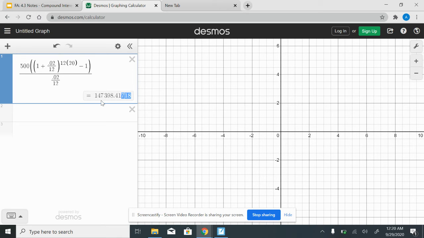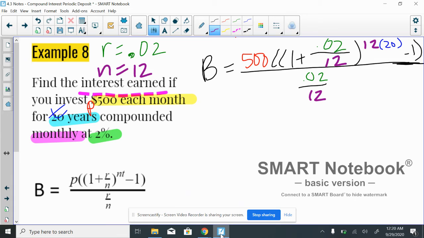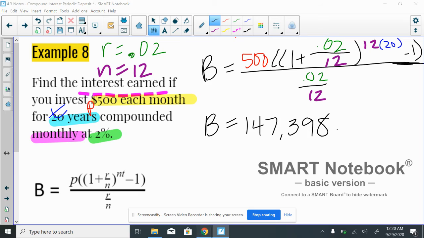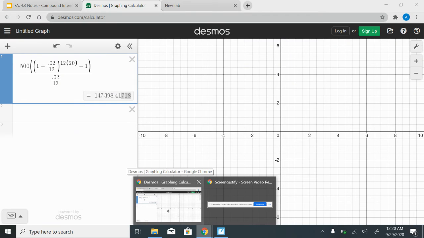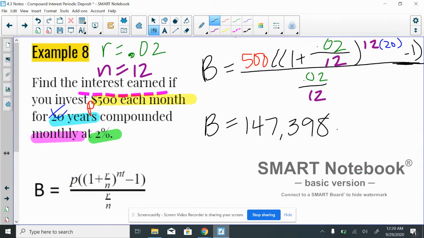Okay, so this time, if I plug in the $500 a month for 20 years, my ending account balance is $147,398, and then 0.417 is rounding up to 42 cents. So balance: $147,398.42. Excellent. Now we need to find out that amount paid in.